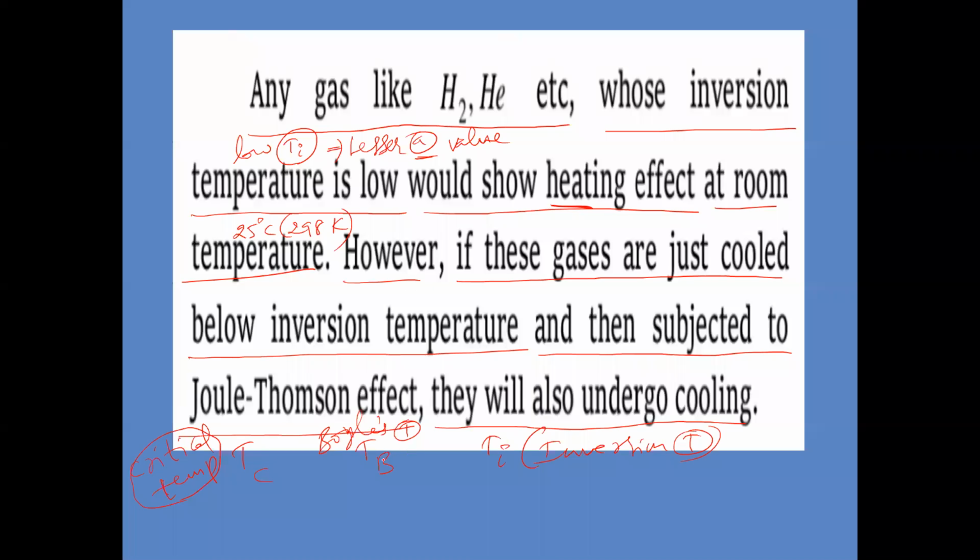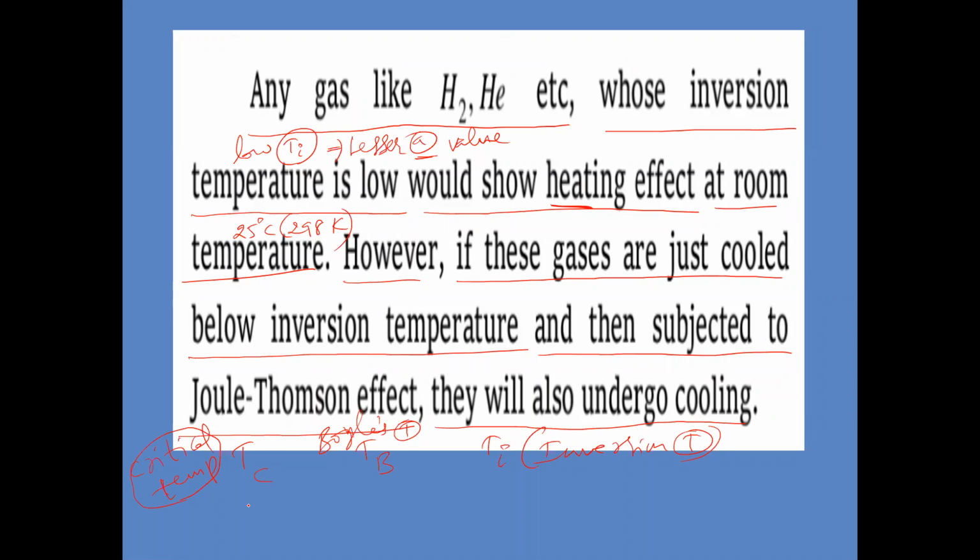And what is Boyle's temperature, TB? The temperature of a real gas at which the real gas behaves like an ideal gas is called Boyle's temperature. And what is the inversion temperature of a real gas? The temperature of a real gas below which, when the gas is expanded suddenly through a small hole, it shows a cooling effect, and above which the gas shows a heating effect, is called the inversion temperature.